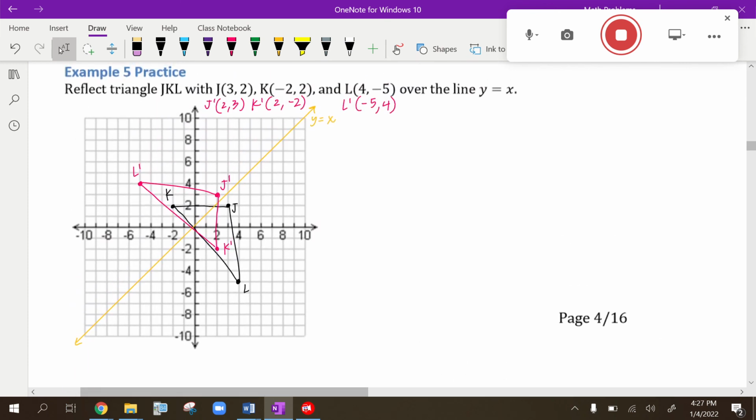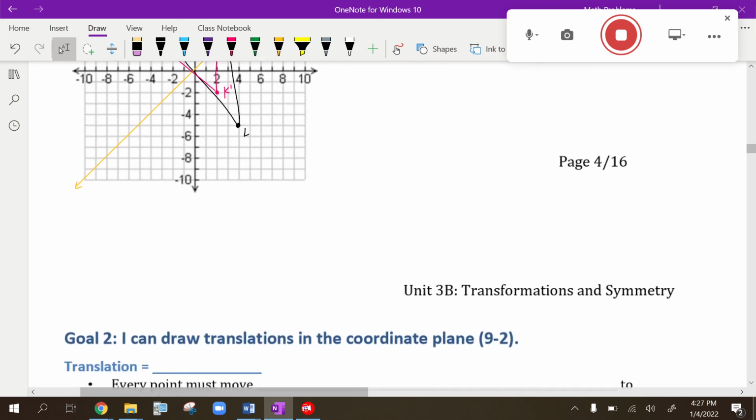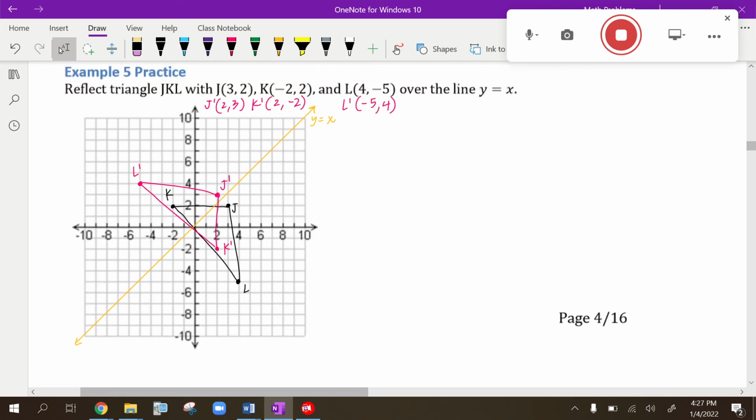And that's where we're going to stop for today. Remember, please answer your reflection question. I'll give you a chance to answer that in a pop-up. And tomorrow we're going to start talking about translations in the coordinate plane. You should have an idea of what they look like. Tomorrow we'll learn how to do them. Talk to you then.